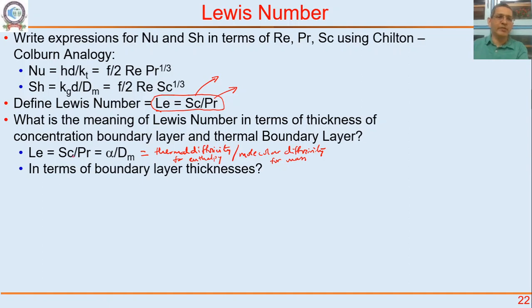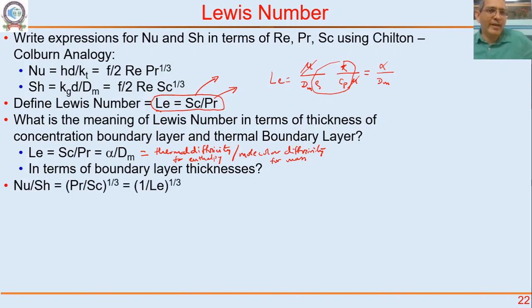Okay. You just have to substitute: Lewis number is Schmidt number divided by Prandtl number. Schmidt number is mu divided by rho times diffusivity, and Prandtl number is Cp mu by K. K I am bringing on the numerator. Okay. So mu will cancel. K by rho Cp, that's thermal diffusivity divided by now molecular diffusivity. That's the meaning of Lewis number. Think in terms of the boundary layer thicknesses.